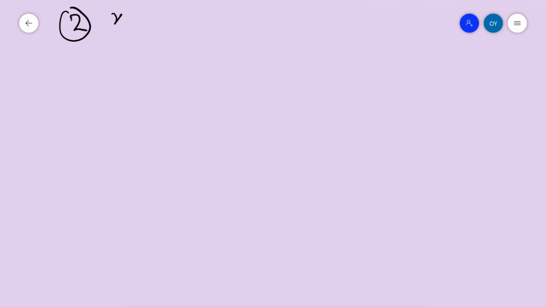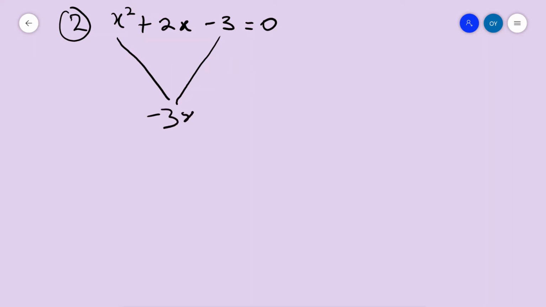x squared plus 2x minus 3 equals 0. First step, multiply the first with the third. We have x squared times negative 3. That is negative 3x squared. Now we need to look for the factors of 3. Factors of 3 will be 1 and 3.